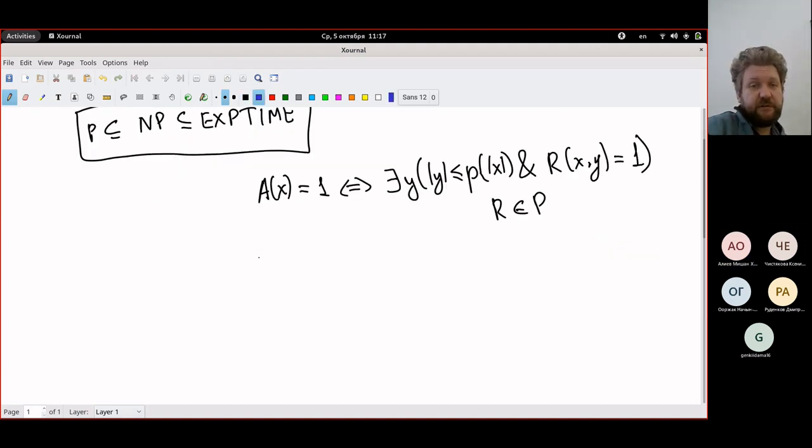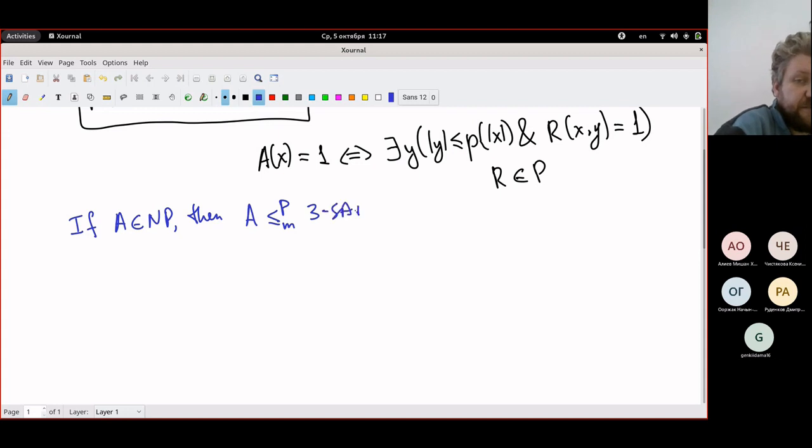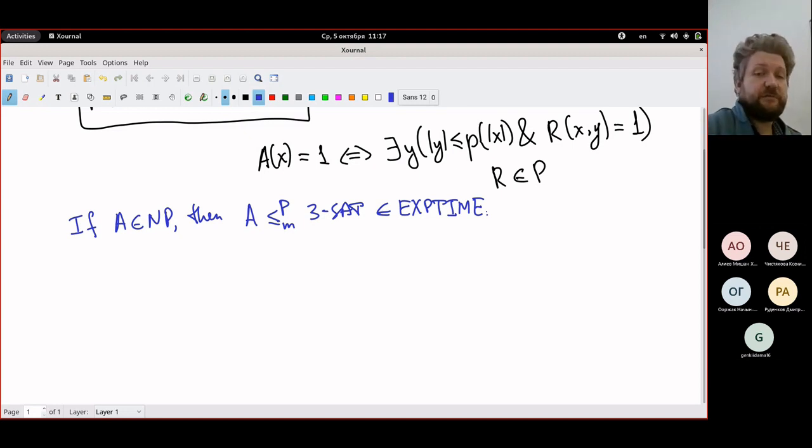What is suggested now is as follows. We already know by Cook-Levin that if A is in NP, then A is reducible to, say, 3-SAT, right? We did it today in the lecture. And 3-SAT belongs to exponential time. Why? Because there is, for example, resolution.